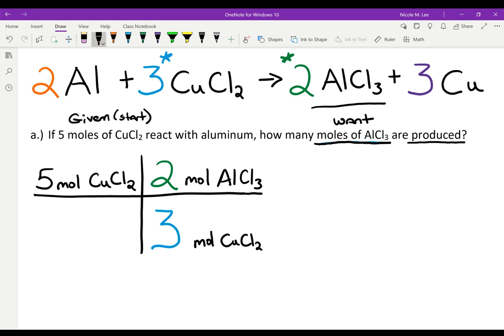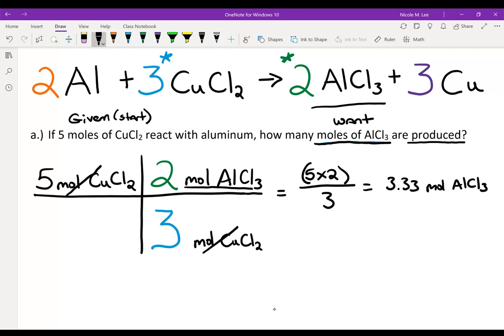Again, the whole purpose of setting this up is to cancel out units we don't want to get to the units that we do want. And what we're left with are moles of aluminum chloride. So you do the math again. It's going to be in your calculator if you want to use one. 5 times 2 divided by 3. So 10 divided by 3 is going to give us 3.33 moles of aluminum chloride.